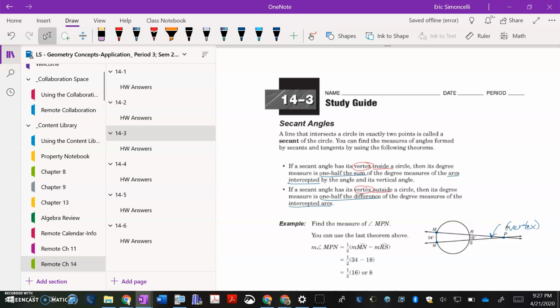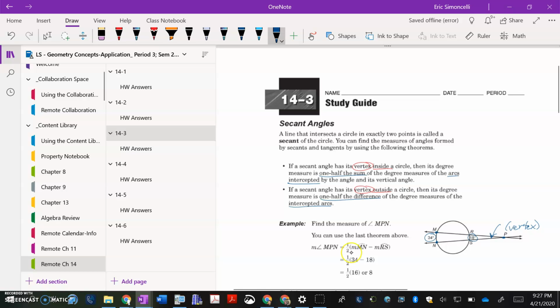And because it's outside the circle, we're going to be taking half, in this case, the difference of the intercepted arcs. So they did tell you one arc of which MN is given as 34 degrees, and then the other arc RS as 18. Now, you're not going to be subtracting the smaller minus the larger arc. You're always going to be taking the larger minus the smaller. You want a positive answer in the end, not a negative, of course.